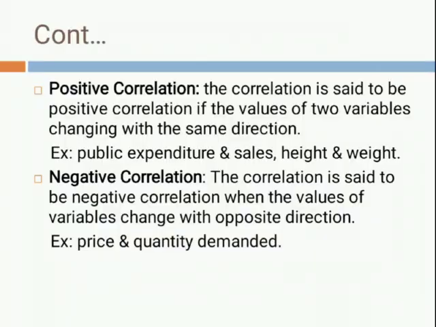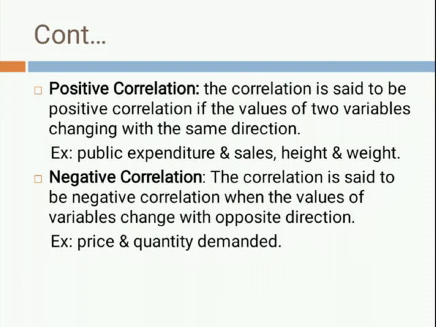Hence the correlation is said to be positive if the values of the two variables change in the same direction. For example, public expenditure and sales: as the expenditure increases, the sales also increase. And height and weight, as they both move in the same direction.